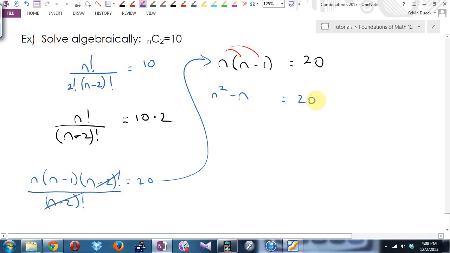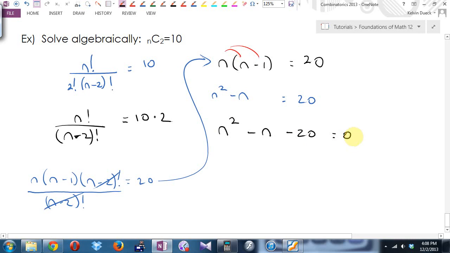What kind of an equation is this? It's a quadratic. How do I know? It's got a squared. How did you learn last year to solve a quadratic before you did anything else? What's the first thing you did? You have to make it equal to 0. So I'm going to minus 20 from both sides. I'll get n squared minus n minus 20 equals 0.